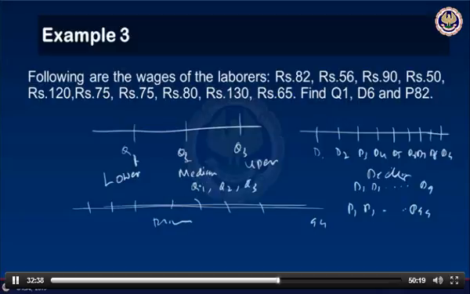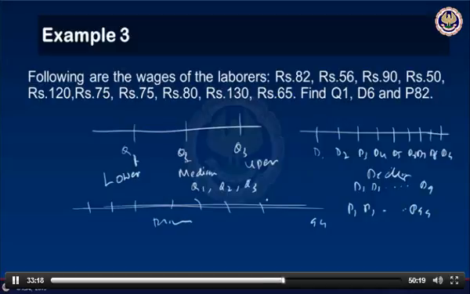The first quartile is the lower quartile, Q3 is the upper quartile, and the middle quartile, that is the median, the second quartile, divides the data into two equal parts. In the case of deciles, D5 is the median. In the case of percentiles, P50 is Q2. Q2 is the median.